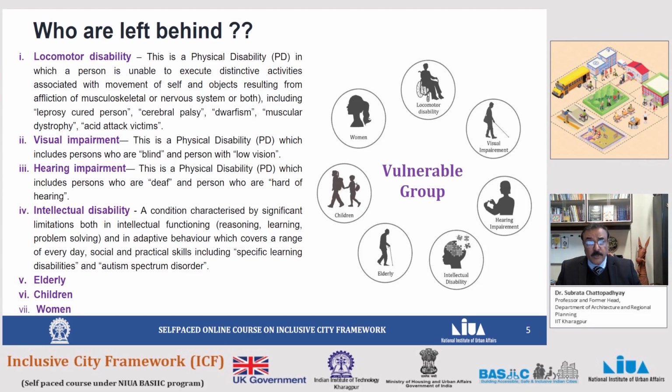We also have visual impairment. This is a physical disability which includes persons who are blind and also persons with low vision. Hearing impairment is a physical disability which includes persons who are deaf and persons who are hard of hearing.